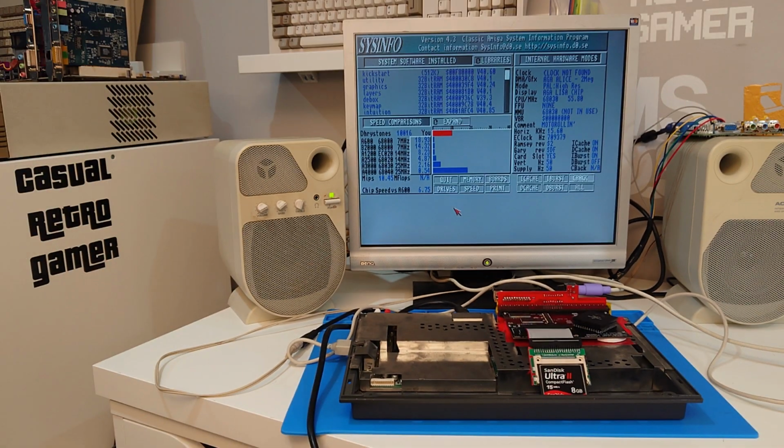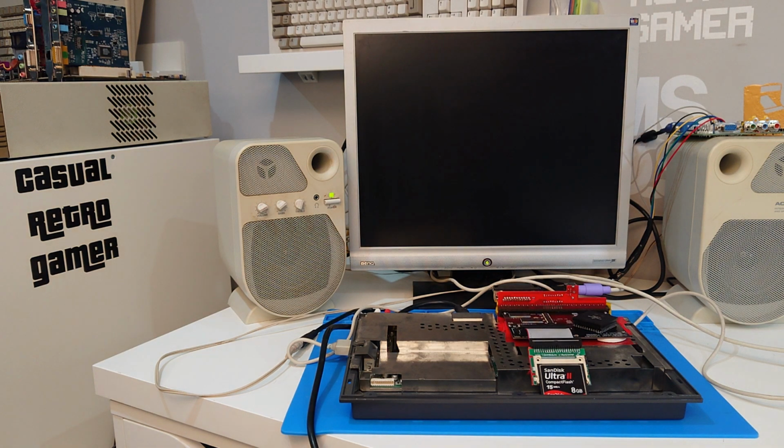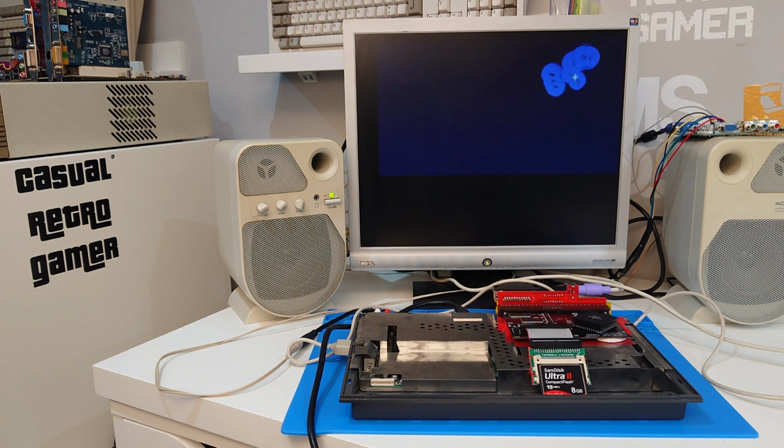Last time on CRG, we successfully overclocked our TF330 using a 108 MHz crystal. That gave us a 54 MHz CPU clock and a sysinfo score of 10.45 MIPS. At the end of that video, I asked the question if we should try and push that out to a 60 MHz clock using a 120 MHz crystal. The overwhelming response was yes. So in this week's video, that's exactly what we're going to try and do.